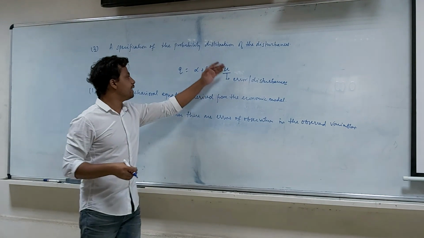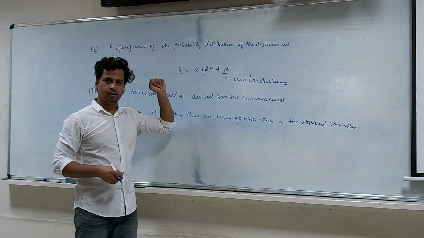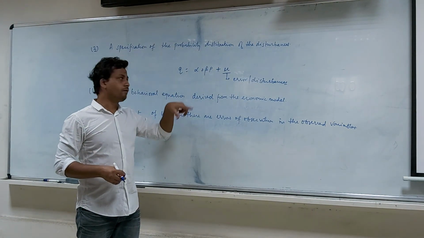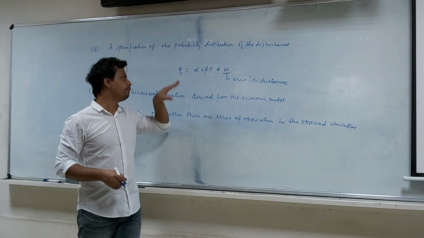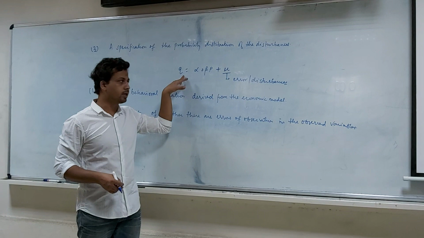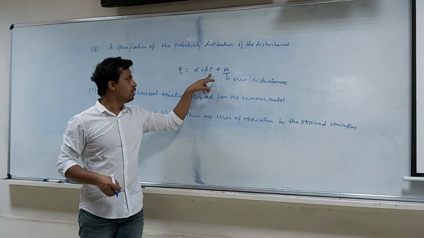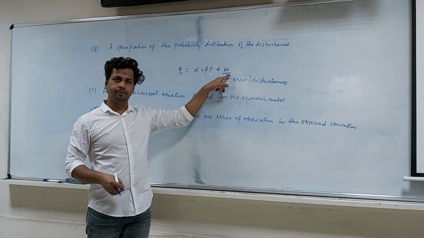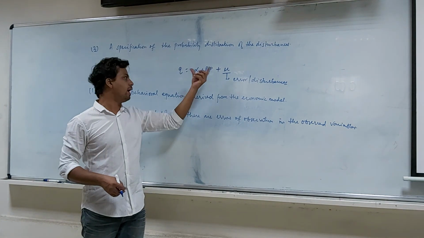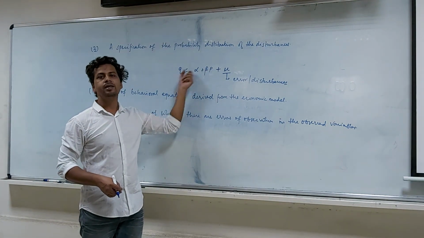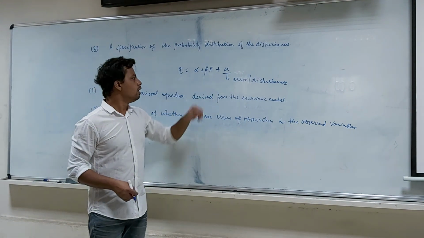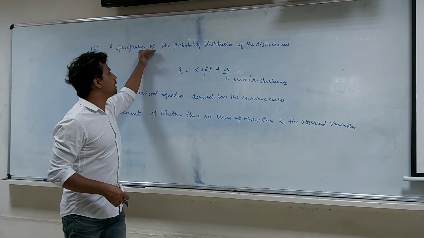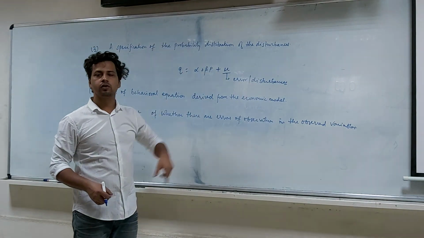Now this is an exact econometric model, which is defined from a behavioral equation in the economy between quantity demanded of a commodity and price of a commodity, and this is the random error term. This brings an element of randomness to an otherwise deterministic relationship between quantity demanded and price of the commodity. So what do we exactly mean by a specification of the probability distribution of the disturbances?